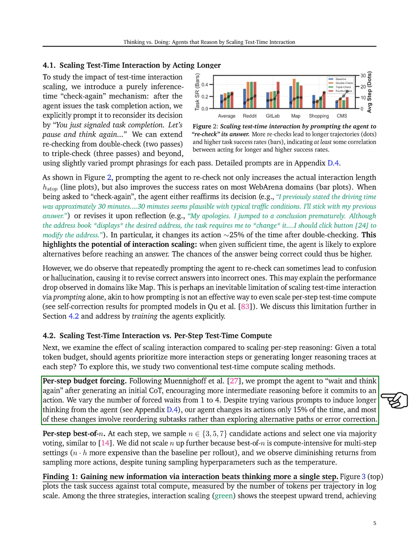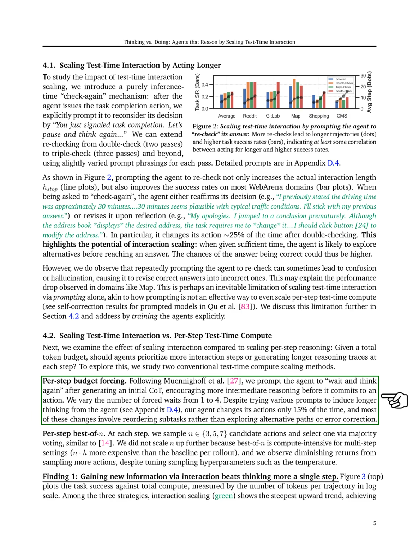First, we implement a strategy called per-step budget forcing. Here, we prompt the agent to wait and think again after it generates an initial chain of thought, encouraging it to reason more before taking action. We test this by varying the number of forced waits from 1 to 4. However, despite our efforts to prompt longer thinking, the agent only changes its actions 15% of the time, mostly by rearranging subtasks rather than exploring new options or correcting errors.